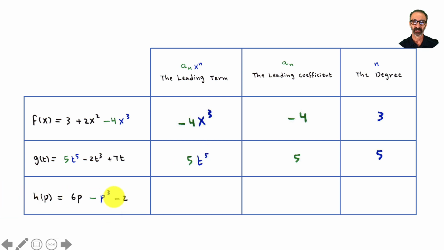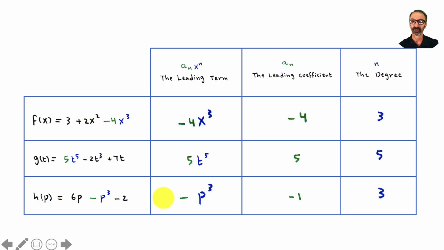One more. That's not in order. So our focus is not here or here. Our focus is right here. Take a look. That's my leading term. What's my leading coefficient? -1. Not just a negative sign, of course. What's my degree? 3. I think that should do it.